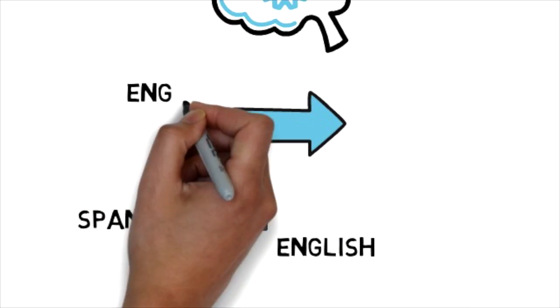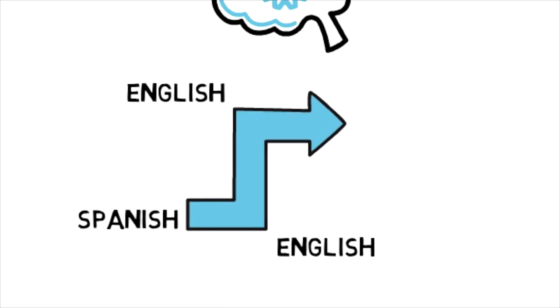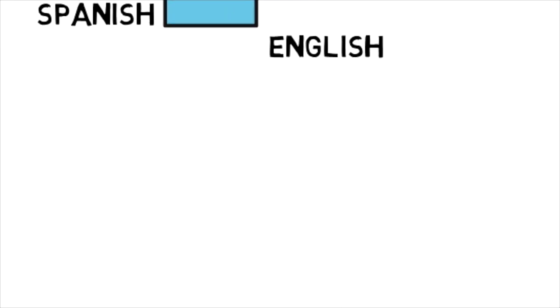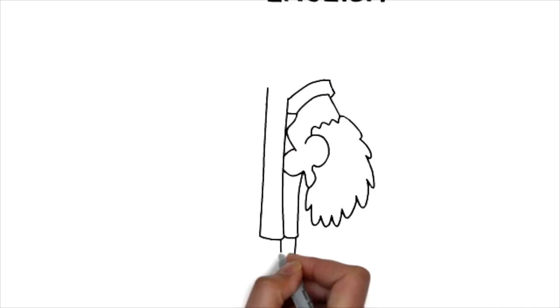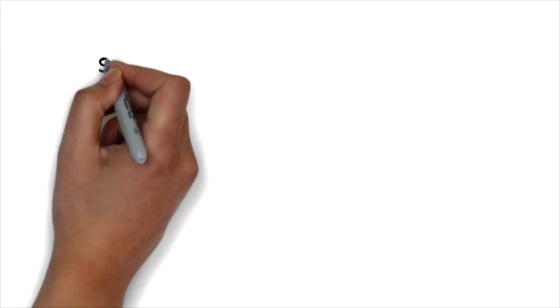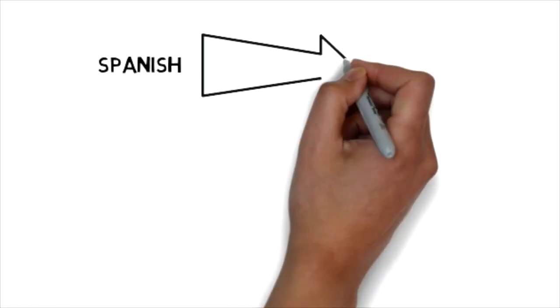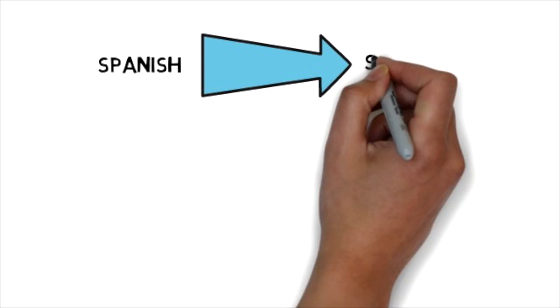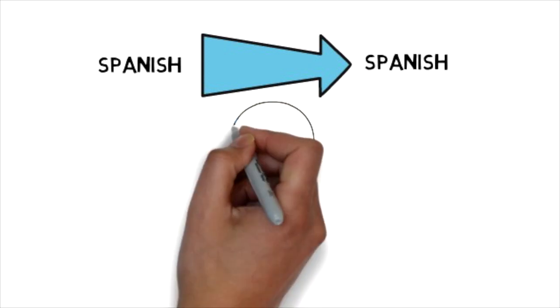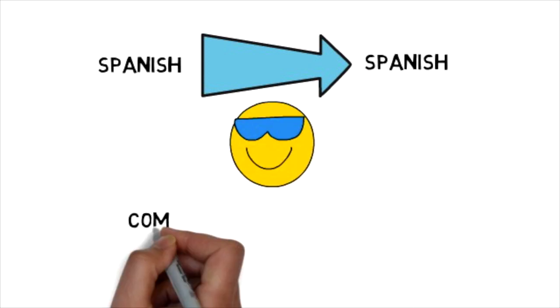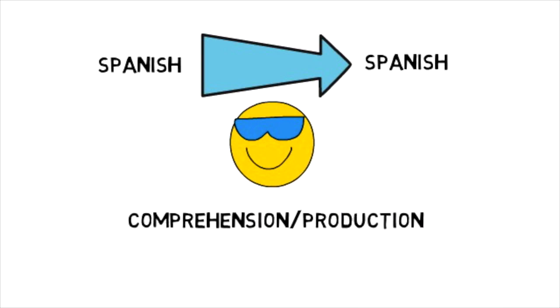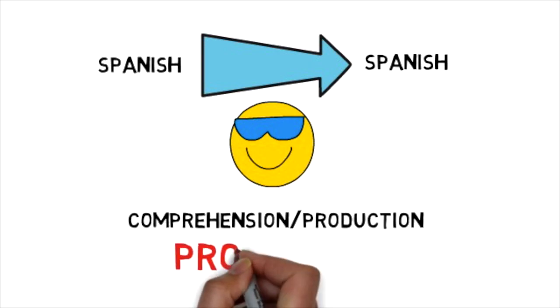In order to respond, you think first in English and then translate into Spanish before you speak. This way of communicating will leave you exhausted. Wouldn't it be great if you could understand Spanish and produce it without having any interference from English? This skill will require work in both the comprehension and production pieces of communication.